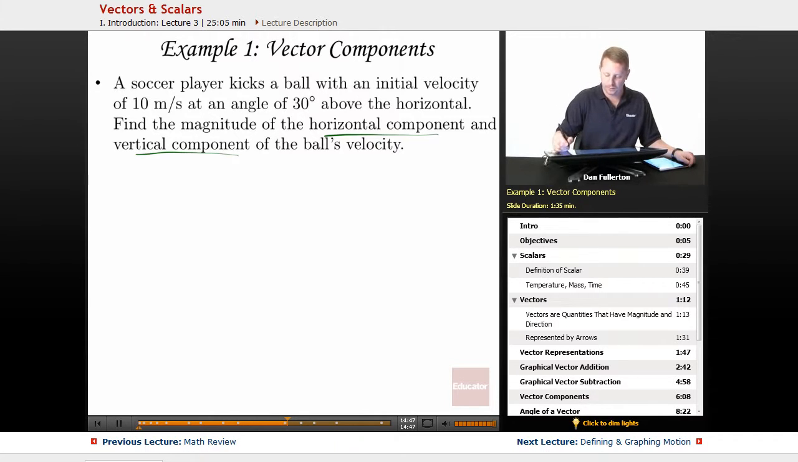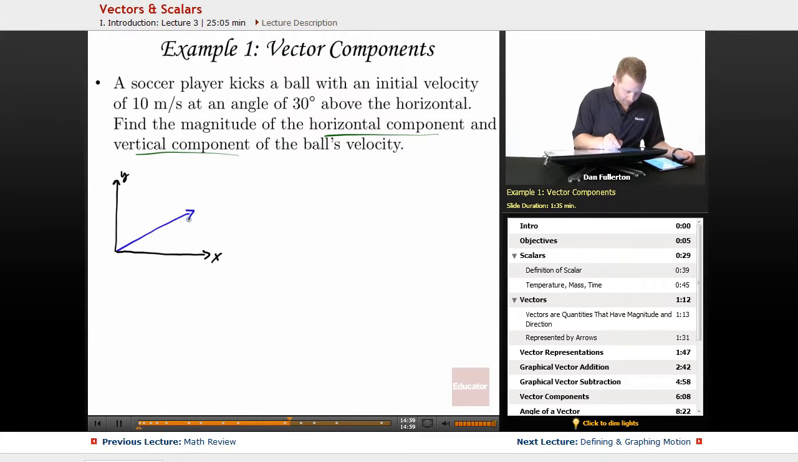Well, I'm going to start off with a diagram here. A y-axis and an x-axis, and realize that the soccer player is kicking the ball with an initial velocity of 10 meters per second. So there's our vector, 10 meters per second at an angle of 30 degrees above the horizontal. We want to know the horizontal component and the vertical component.